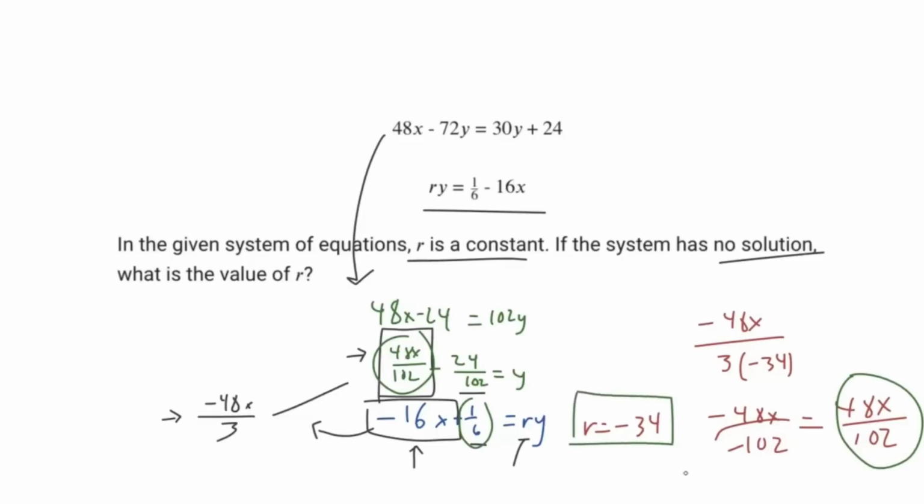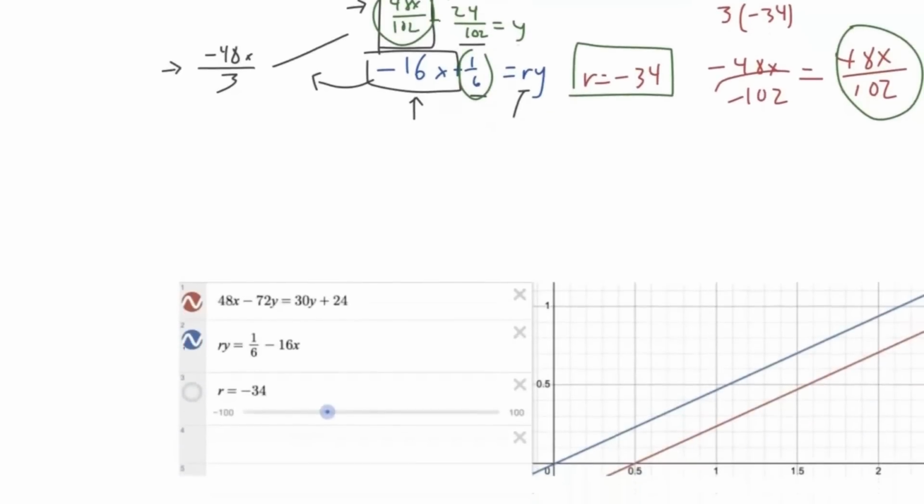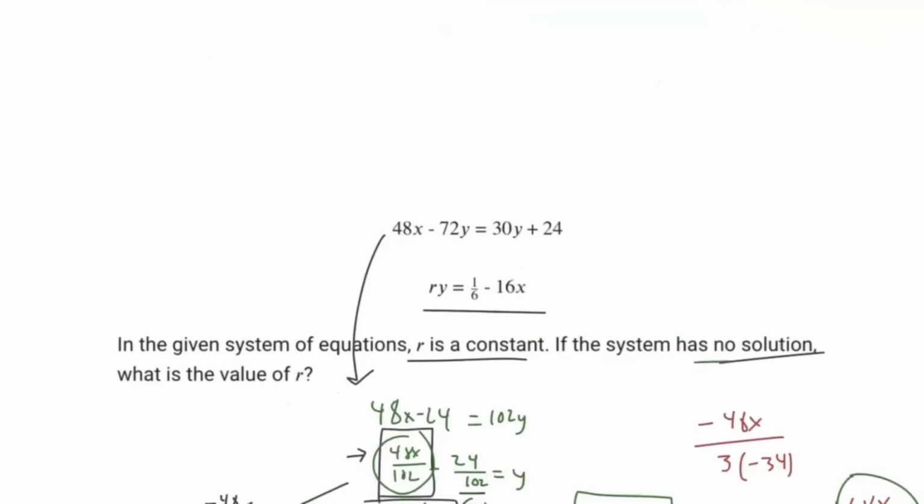But that was such a long, complicated process, so there is an easier way. And that easier way is, of course, Desmos. All you have to do is plug the top equation in, plug the second equation in, have that r set as a slider, and just drag it until those two lines are parallel, right? Until those two lines don't intersect, that is your value of r. That is the value of r that satisfies the equation when there is no solution.